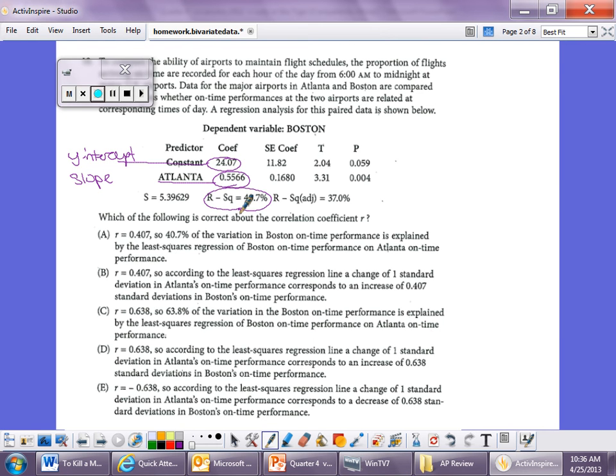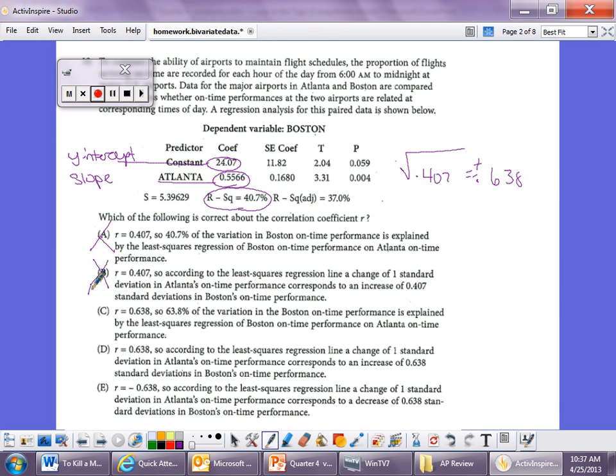Which of the following is correct about the correlation coefficient? I notice that all 5 of my statements start off with r equals. So I need to get my r value. I'm going to do that by taking the square root of my r squared. The square root of 0.407 is 0.638 plus or minus. So right off the bat, I am going to eliminate answer A, and I'm going to eliminate answer B because they do not have the correct r value.